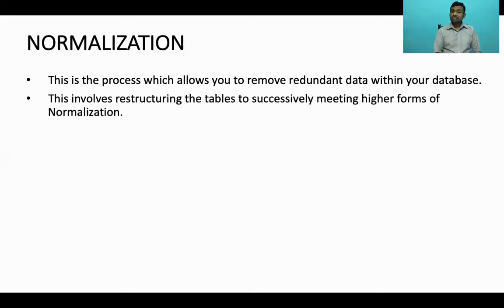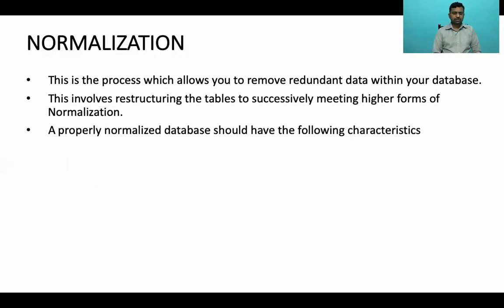Next, it involves restructuring the table. When I divide, I may need to restructure the table again. For example, if I have a table of 6 columns and I feel some data is getting repeated again and again, I want to avoid redundancy. What I'll do is divide the table into 2 or 3, and after that I'll restructure the 3 tables and give some constraints to them. So normalization helps me not only in dividing and avoiding redundancy, it also helps in restructuring the table.